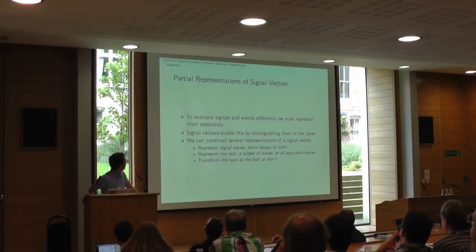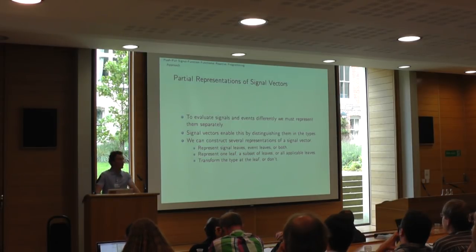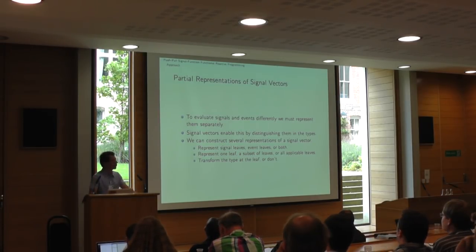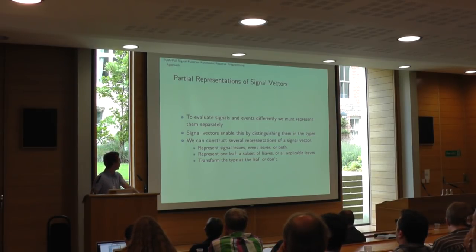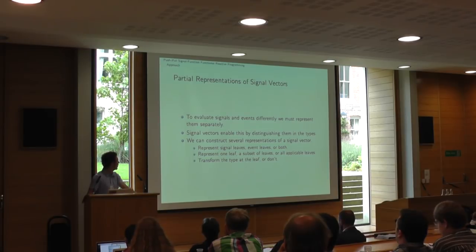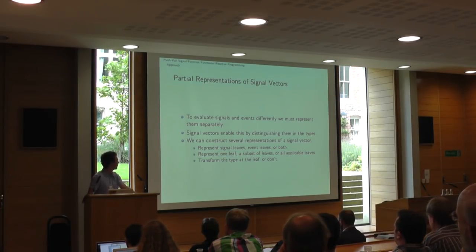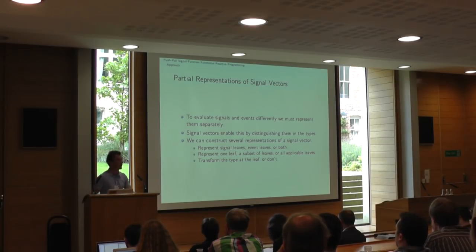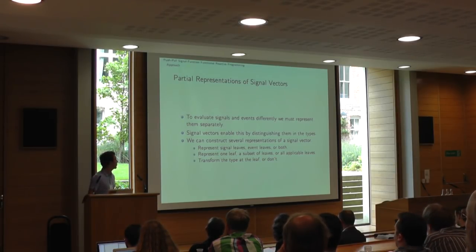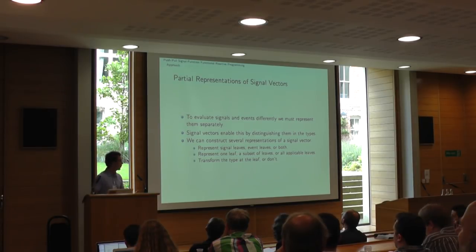signal on the right. And the reason I take this approach is because to evaluate signals and events differently, we have to actually be able to represent them separately. So the signal vectors let us distinguish them in the types, and then we can construct different representations of the signal vectors to use in the implementation. In a particular representation, we can choose whether we're just going to represent the signal leaves, just represent the event leaves, or both.